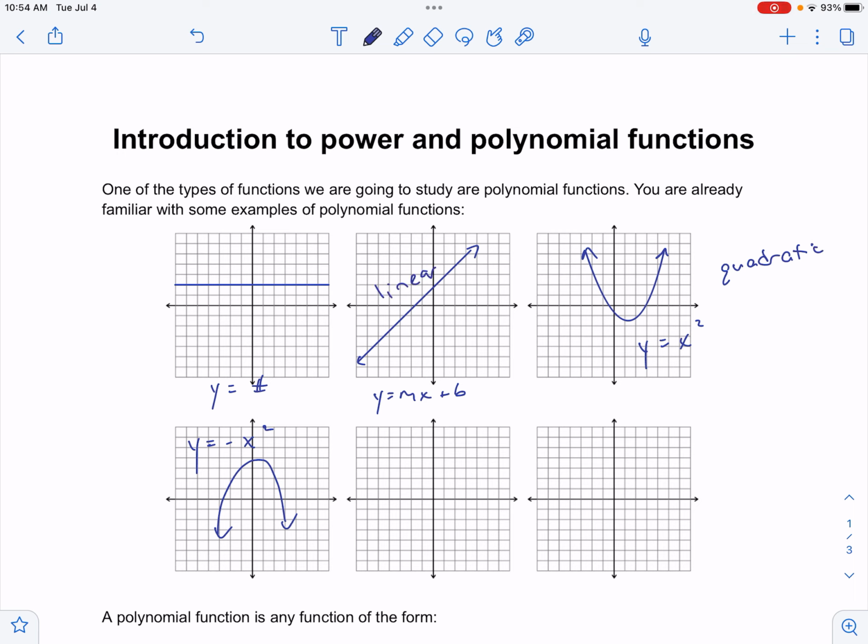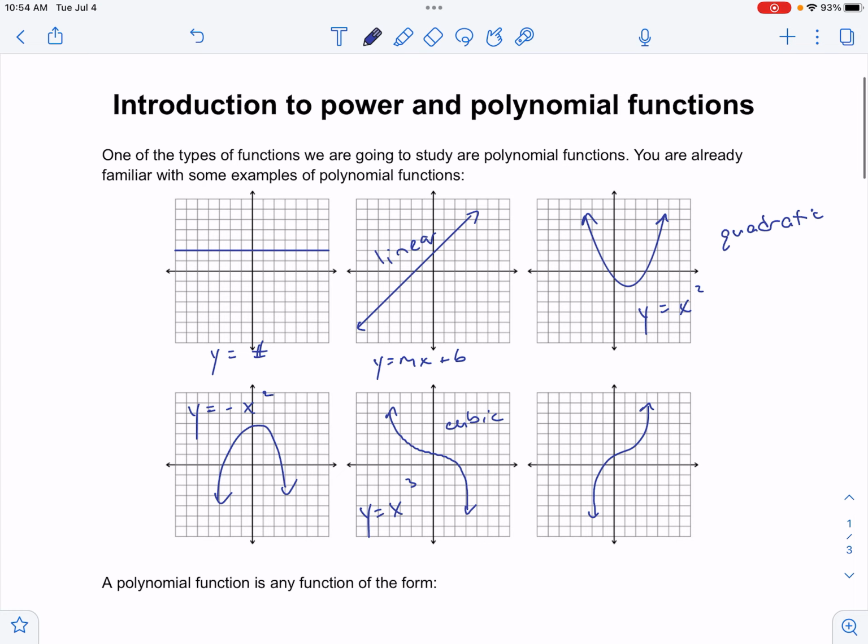And you also should have seen cubic functions that look like this kind of an S shape. And cubic functions take the form y is x cubed. They might look like that, or they might go backwards. There we go.